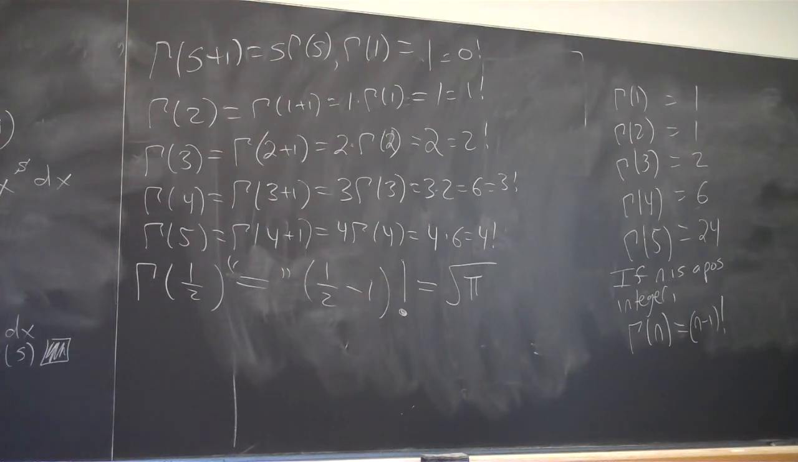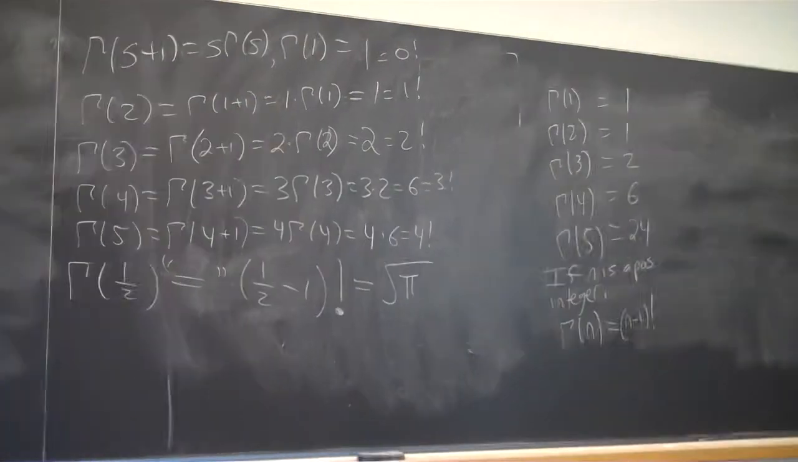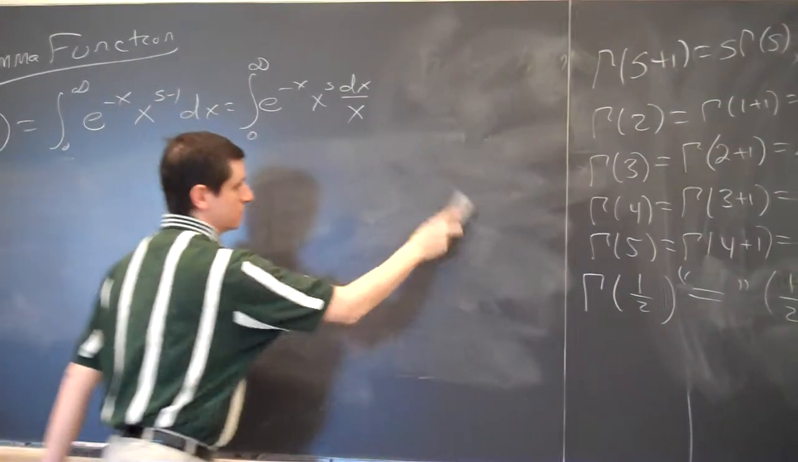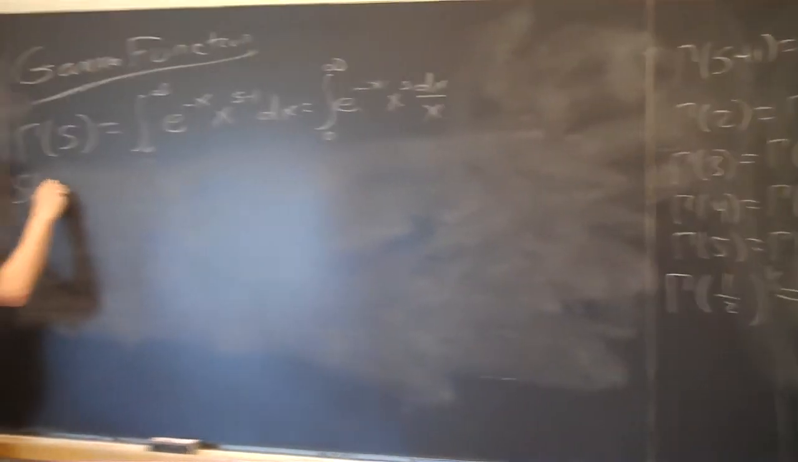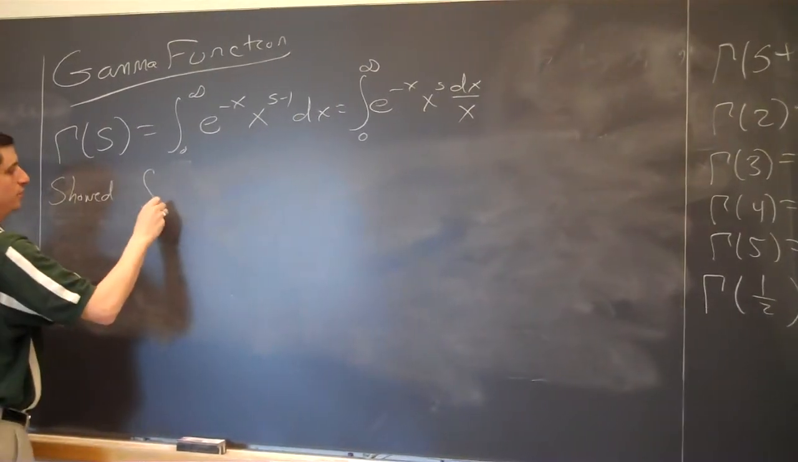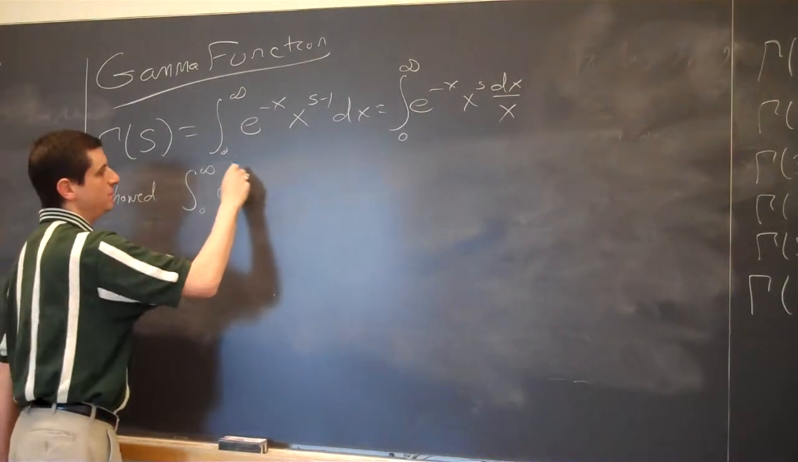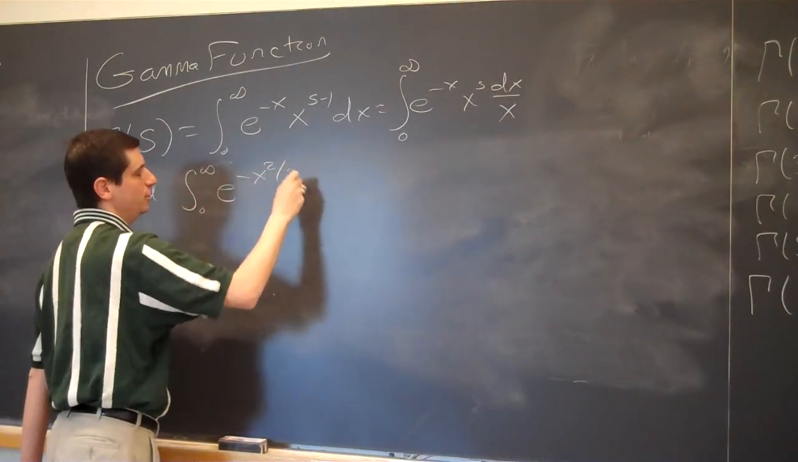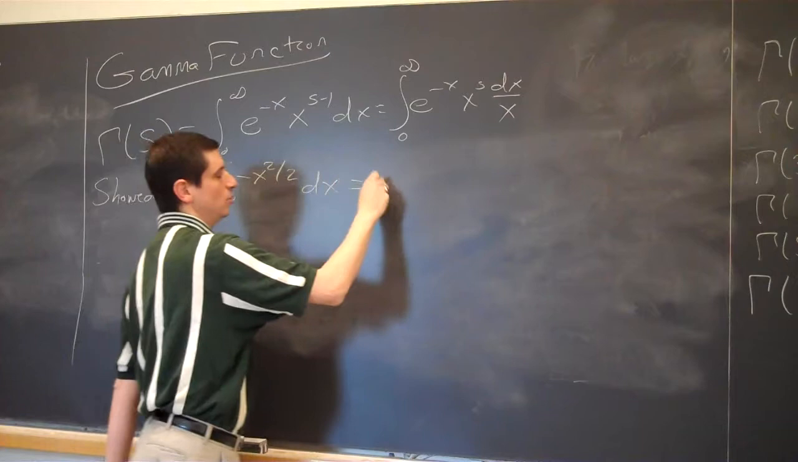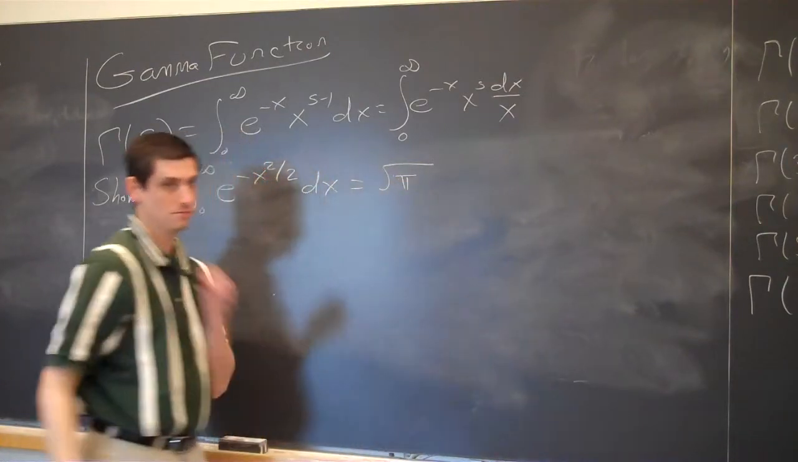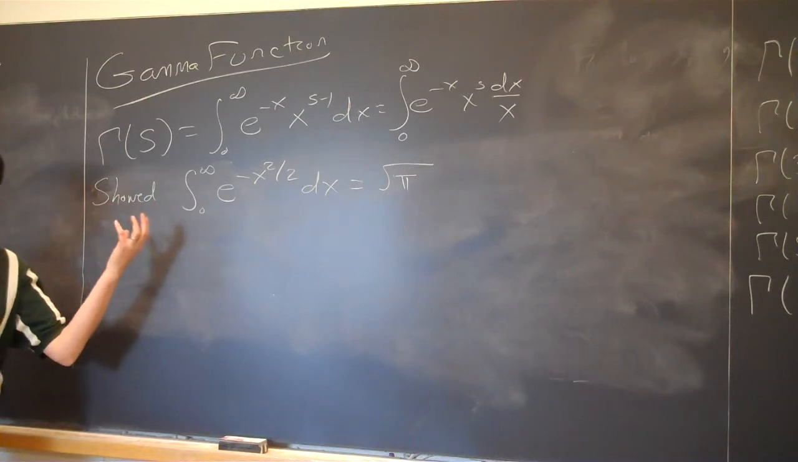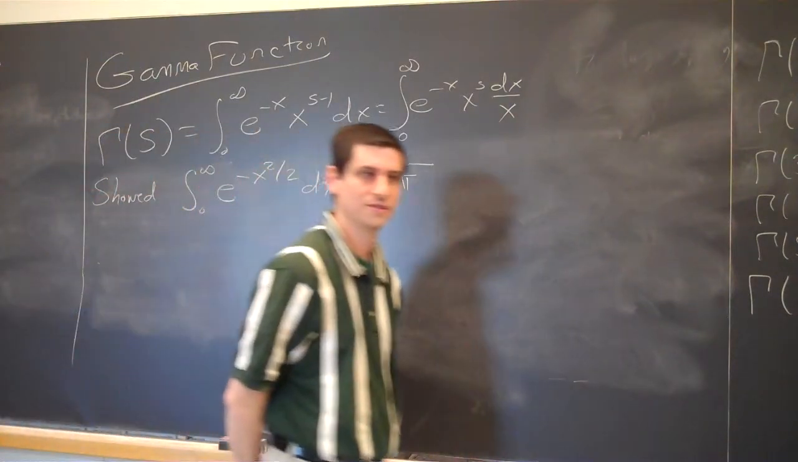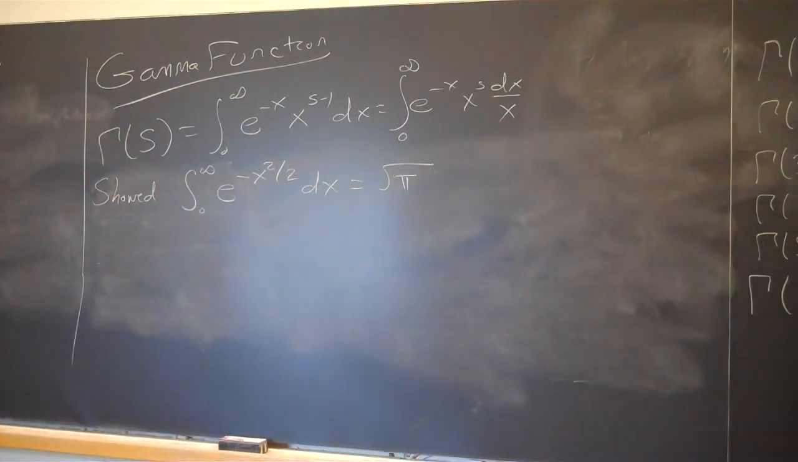So we don't need that identity anymore. I'm going to keep the formula for gamma of s up on the board. We showed earlier that the integral from 0 to infinity of e to the minus x squared over 2 dx equaled the square root of pi. We showed this. How do we show this? Who remembers? How do we calculate this?